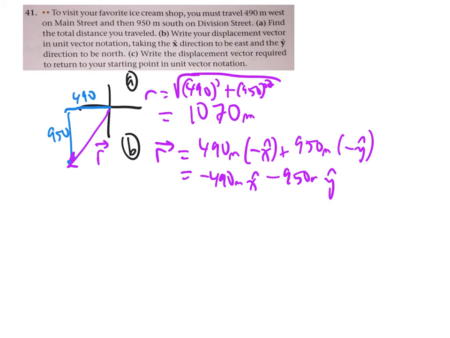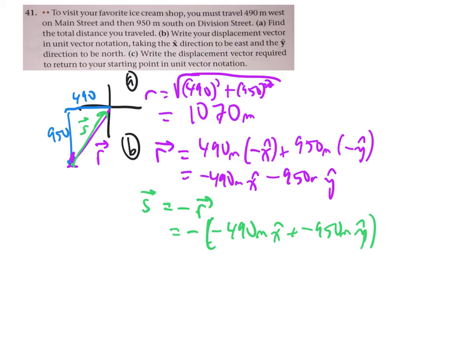And then finally, what is the displacement vector that gets you back to your starting point? So if we say we want to look at this and we want to go from here to here, very clearly what we're looking for, which I guess I'll call S vector, is that S vector is just minus R vector. And the nice thing is that we can just treat this algebraically. So it's minus, and then in parentheses we'd have minus 490 meters x hat plus minus 950 meters y hat, and then I can just distribute the minus, which cancels out in both cases, and I get 490 meters x hat and 950 meters y hat.